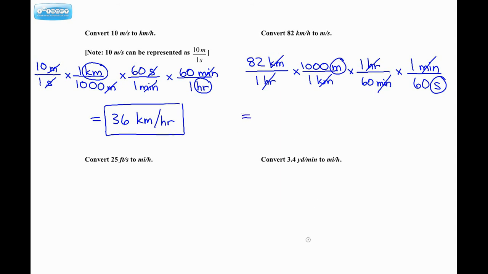So 82 times 1,000 this time, divided by 60, divided by 60, which gives me approximately 22.8 meters per second. All right.